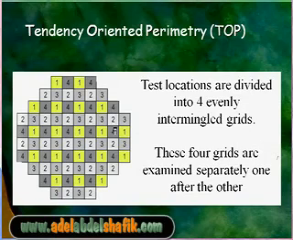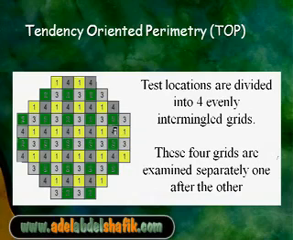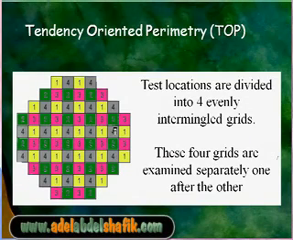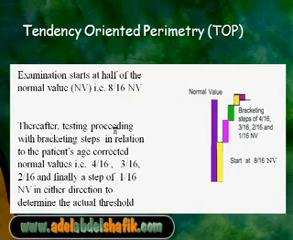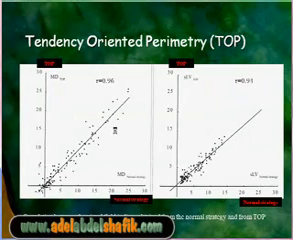So this is the first grade, asking the sensitivity of all these points, number 1. Then the program tests number 2 all over, and according to the response of number 2, changes the sensitivity of number 1. Then number 3 all over and changes again in 1 and 2, and then on 4 changes in 1, 2 and 3. So this is known as tendency oriented perimetry.